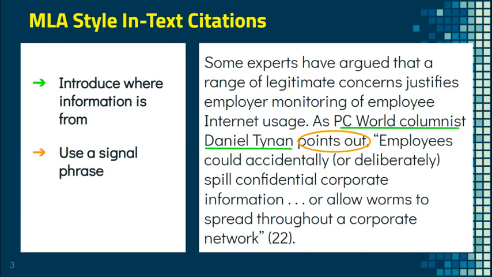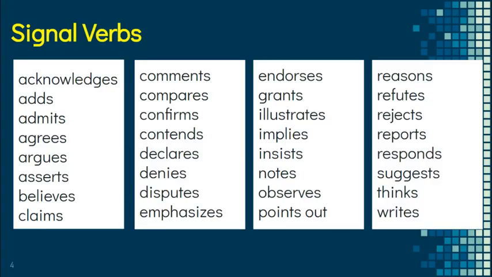Avoid using the verb said or stated. Instead, use a verb that is more telling of how the original source used the information. Here's a list of some sample signal verbs. You can find this list on the in-text citations page on Canvas.